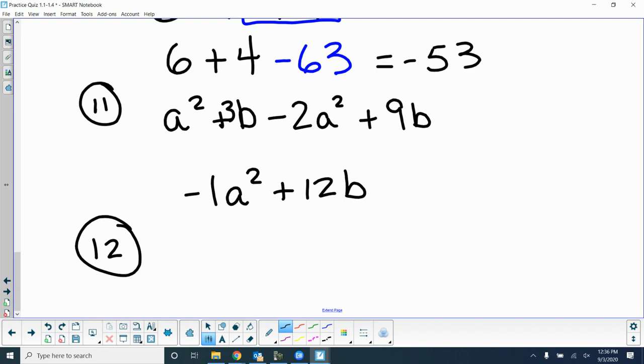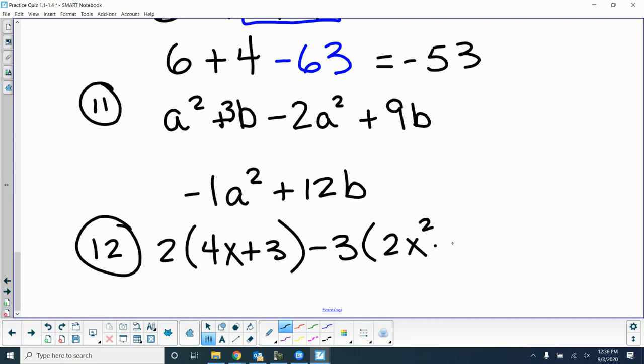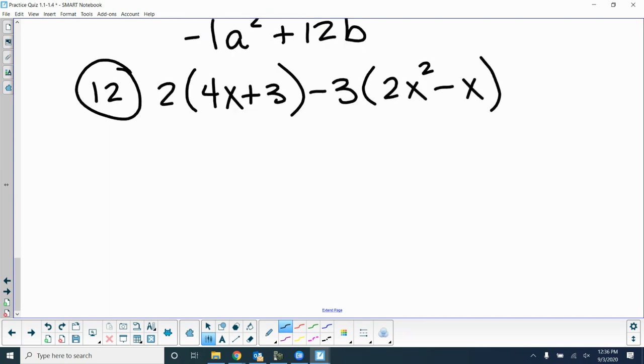Tim, what's the last problem? 2 in parentheses 4x plus 3, and negative 3 in parentheses 2x squared minus x. All right, last one. Just simplify. Can I do either of the problems in the parentheses? No, they're not like terms. So I have to distribute.